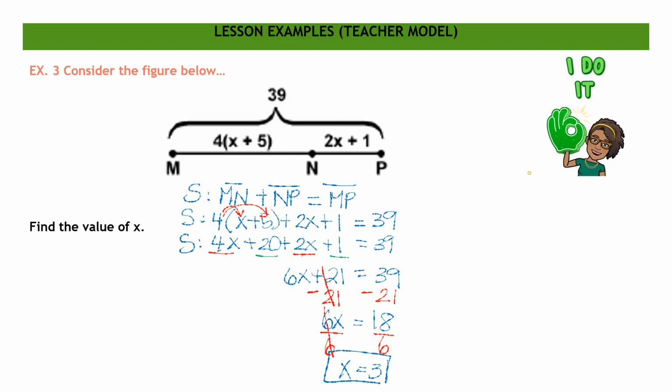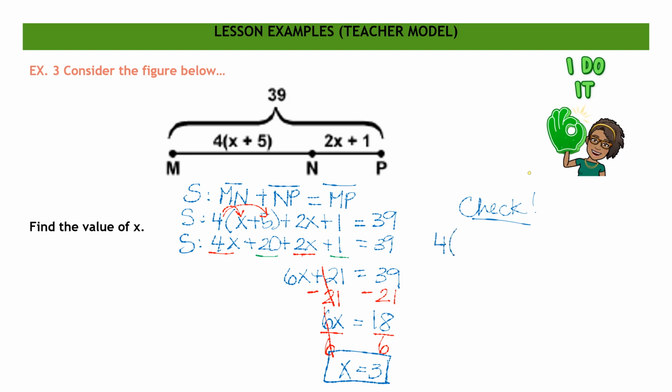Now, with this SSS solving system, we don't just leave it as it is. We make sure that we check our answer. We've got to make sure that the answer is correct. So how do we check our answer? We plug whatever value we got back in to make sure it makes sense.